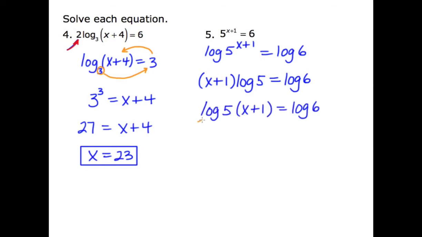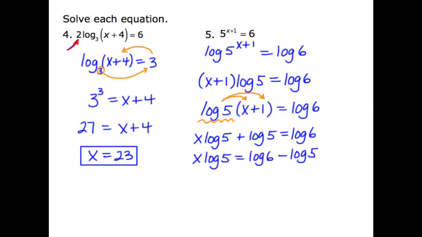Let's remember that the log of 5 is just a constant, and when there's a constant on the outside of a polynomial, I can distribute it on through. So I'm going to go ahead and do that by multiplying it to x and also multiplying it to 1. In doing that, I'm going to end up with x log 5 plus log 5 equals log 6. Now I'm going to start the isolation process. I'm going to subtract the log of 5 from both sides. And to get x completely isolated, I'll now divide both sides by log 5.